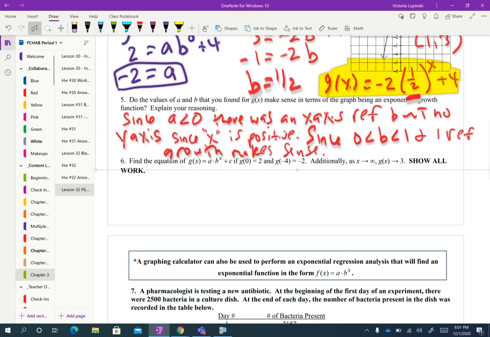So it looks like we have another example here. Find the equation of g of x equals a times b to the x plus c if g of 0 is equal to 2 and g of -4 is equal to -2.